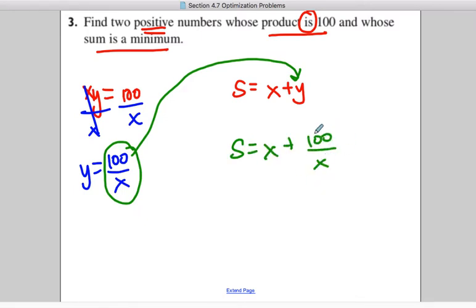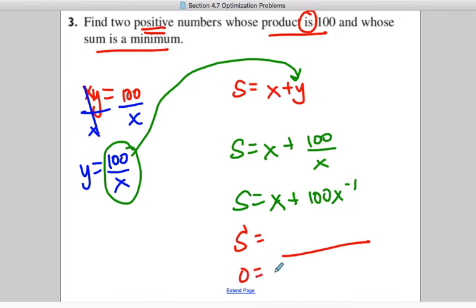And I don't want to have to quotient rule this, so I'm just going to rewrite it. So it's going to be x plus 100, x to the negative first. Now you're going to take the derivative. Then you're going to set it equal to 0, solve, and get your values for x and y. Okay, so maybe you want to pause it, finish up number 3, but there is your help for number 3.